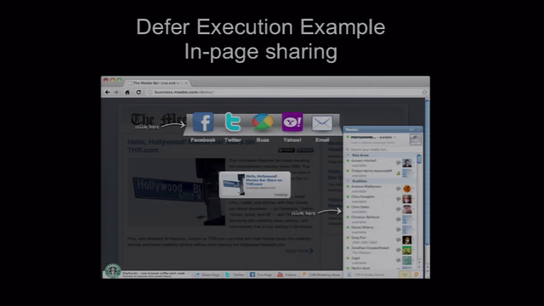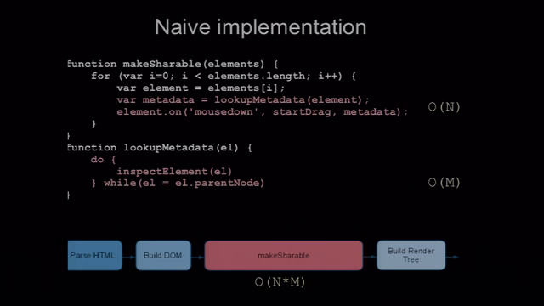So let's look at a naive implementation of how you would do this. And this is actually how we did it in the first iteration. So, all right, what's going on here? You get a function called makeShareable. We're going to run this function when the page loads in order to make all the elements shareable as soon as possible. This function takes an array of elements that should be made shareable and then runs lookup metadata on that element. Lookup metadata then inspects that element and all its parent nodes to see if there's any metadata specified on that node. It then goes ahead and attaches the mouse down event on the element as well to make it draggable.